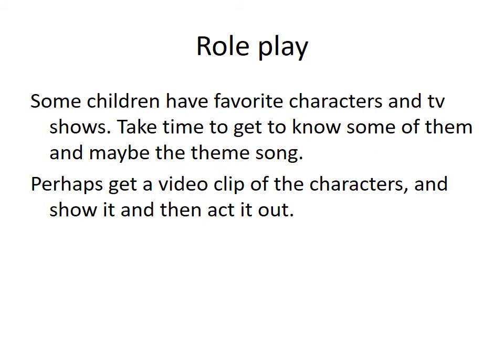Practice role-playing. Some children have favorite characters in TV shows. Take time to know them and maybe the theme song. Look for video clips of the characters. Try to act it out. One thing I've had to do recently is learn all about Minecraft. A lot of the patients I work with really love Minecraft, so I've taken time to learn all the different characters and kind of the stories behind it.